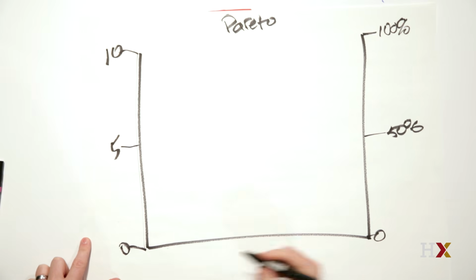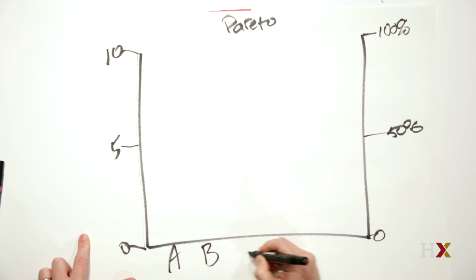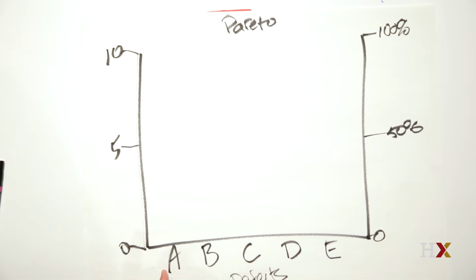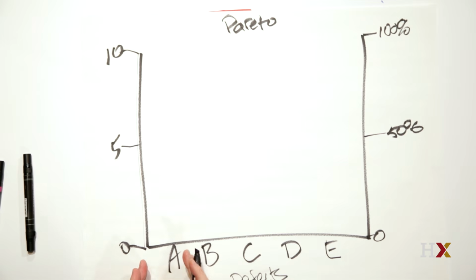And then along the bottom, we list the categories or defects of issues that we're seeing. So A, B, C, D, E. And I'll just put the defects. Now, as we're tracking our data from a collection form, we'll look at it and say, well, gosh, how many did we have of each of these? And we try to list these in the order of most frequent to least frequent. So it's showing you from big to small.